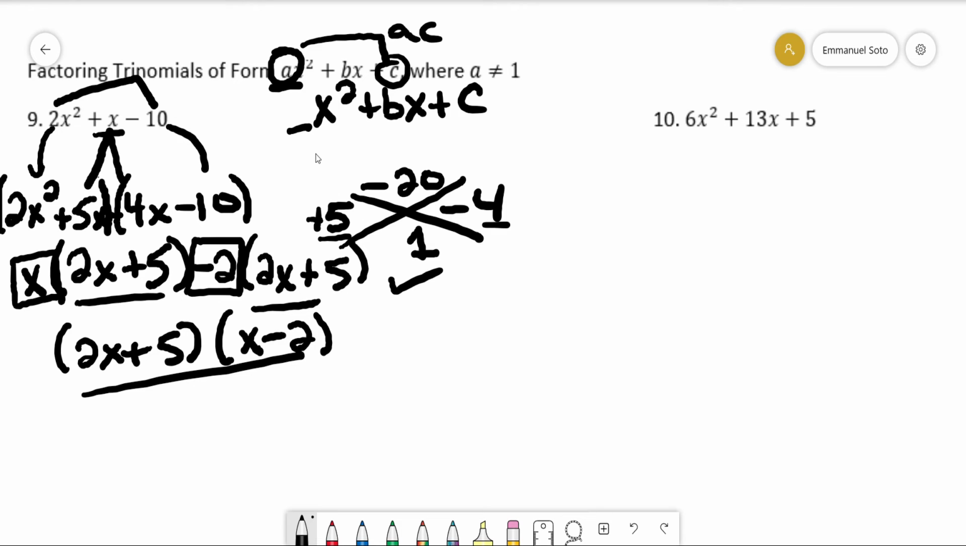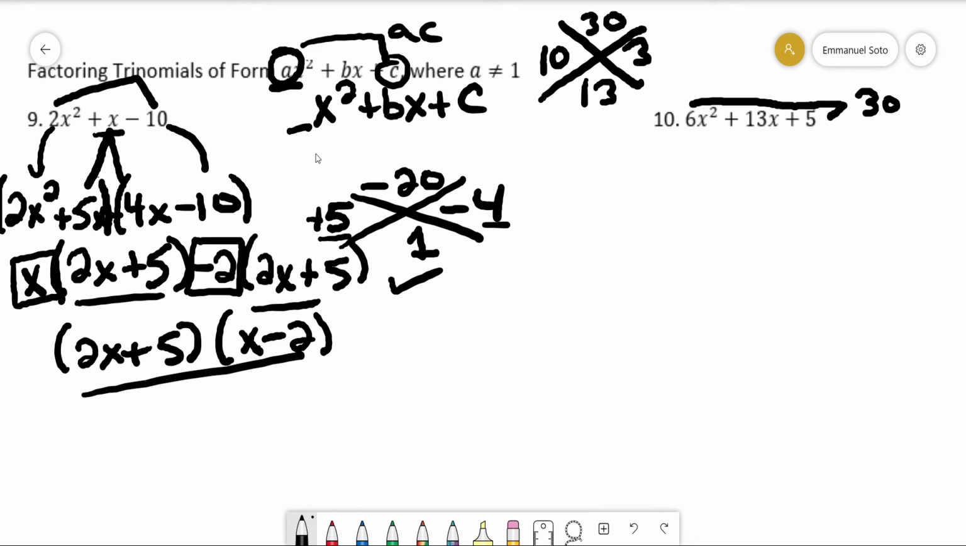Now for this guy, again, we have an a term in front of the x squared, so we're going to go ahead and multiply these two terms together. That gives us 30. So we want to find the factors of 30. Let me put it over here. Factors of 30 that add up to 13. In that case, that would be 10 and 3. So we're going to split that middle term into those two terms.